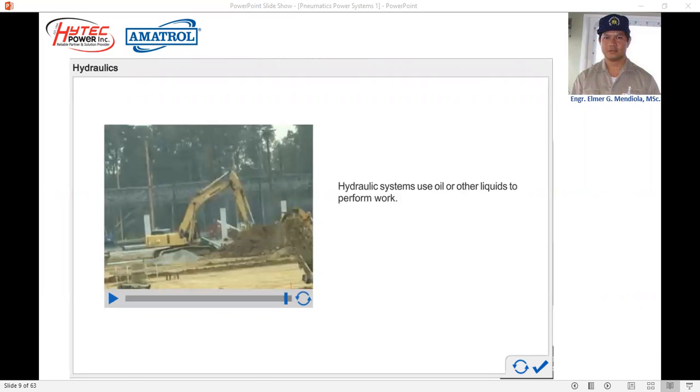On the other hand, hydraulic systems use pressurized oil or other liquids to perform work. One of the applications of hydraulics is in the excavating equipment or backhoe shown at the left. The backhoe utilizes pressurized hydraulic oil to perform work. From the picture, we can see the massive hydraulic cylinders which are connected to the movable booms of the said excavating equipment.